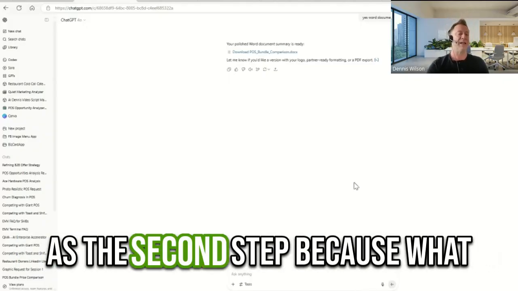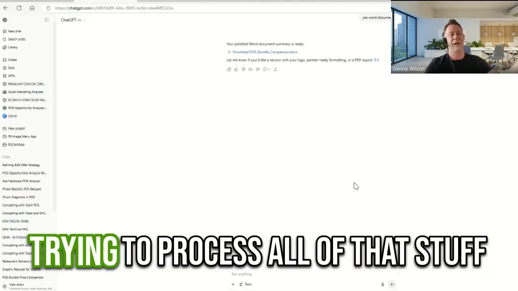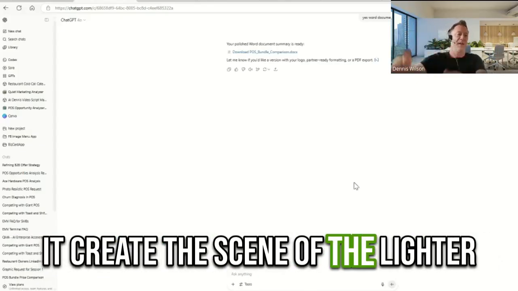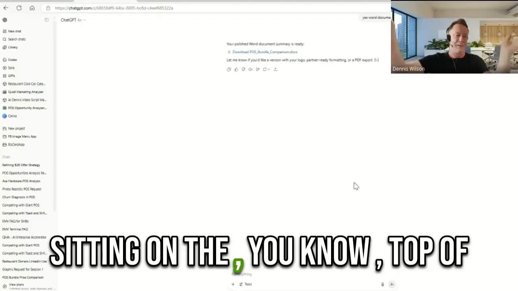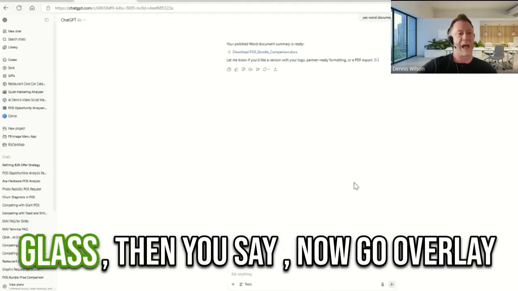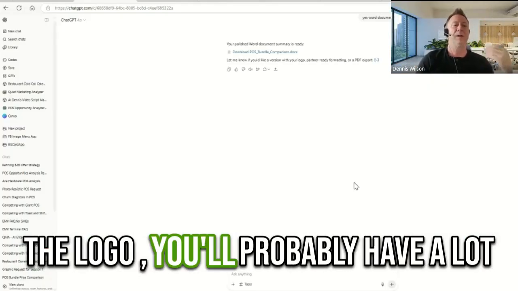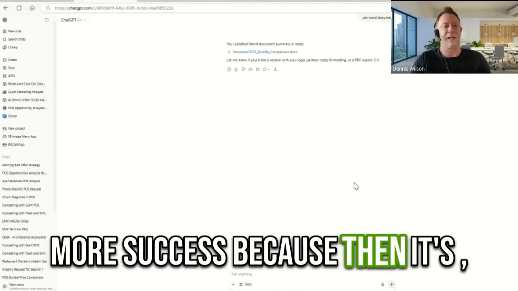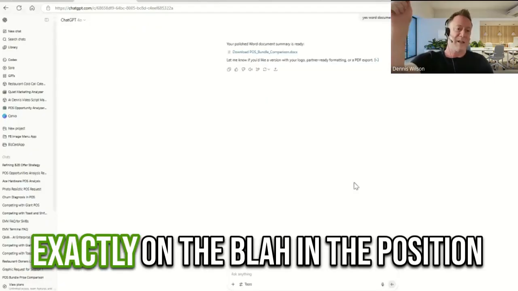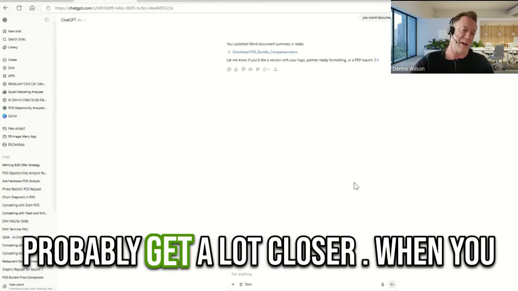So do it as the second step, because when you're trying to tell it to do it all in one prompt, it's trying to process all of that stuff together. Where if instead you make it create the scene of the lighter sitting on top of the old fashioned in a crystal glass, then you say, now go overlay the logo, you'll probably have a lot more success, because then it's, here's a logo, I want you to overlay this logo exactly in the position of blah, and you'll probably get a lot closer.